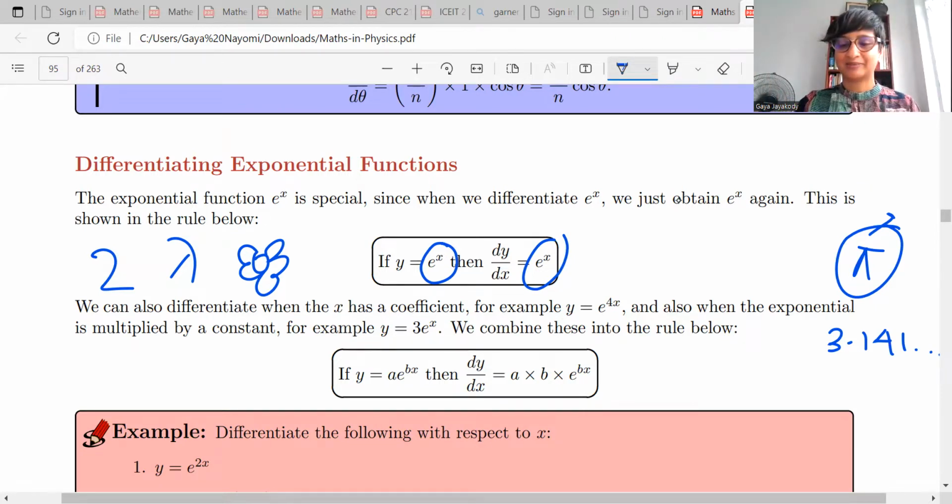Ma'am, for other irrational numbers also, when you differentiate them, would they also? No, just E. E to the power of x is e to the power of x. E is the exceptional number. Not any irrational number. Only for E, its derivative is itself. Okay, ma'am, thank you.